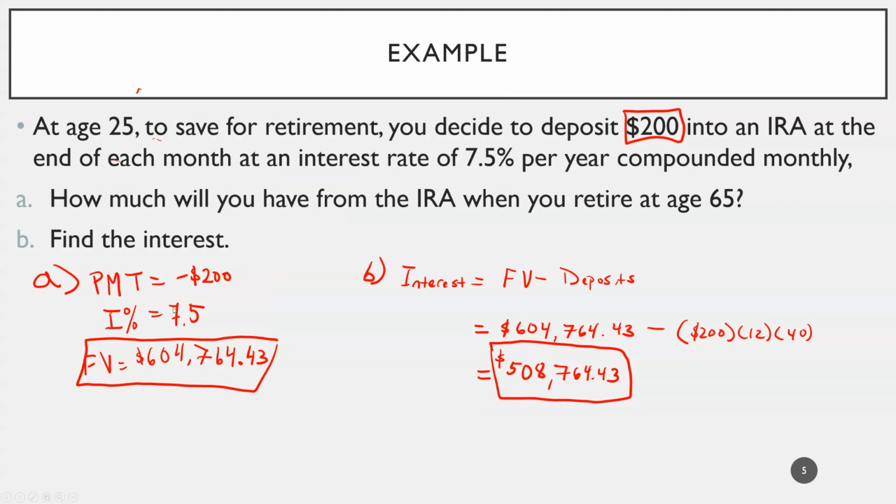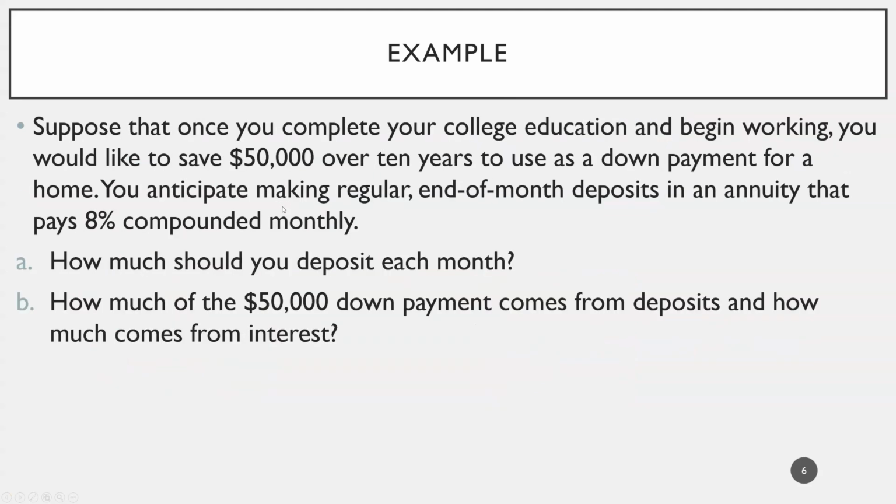All right, let's do one more quick one. I'm going to flip it a little bit. Suppose that once you complete your college education and begin working, you want to save $50,000 over 10 years to use as a down payment for a house. So what this problem is saying is, I want to have $50,000 in the future. That's what I want to save towards. So you anticipate making regular end of month deposits in an annuity that pays 8% compounded monthly. So the question is this: how much should you deposit each month?